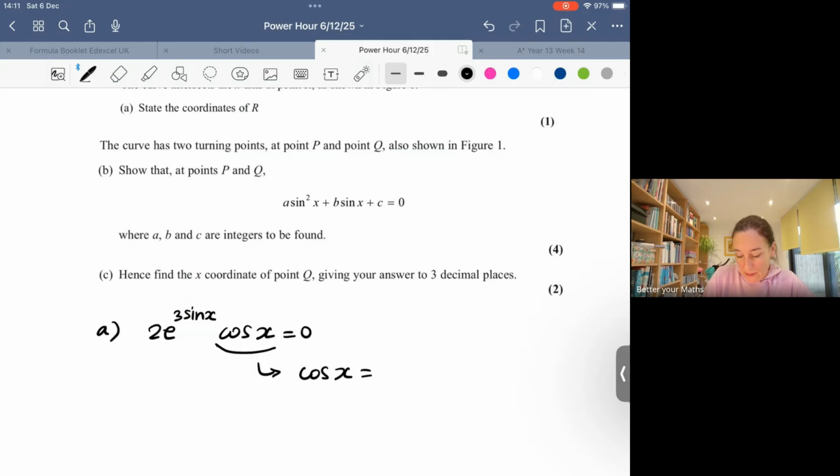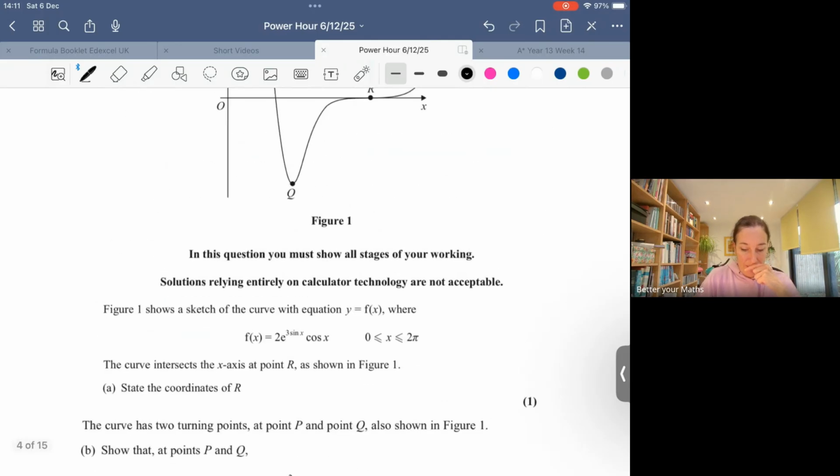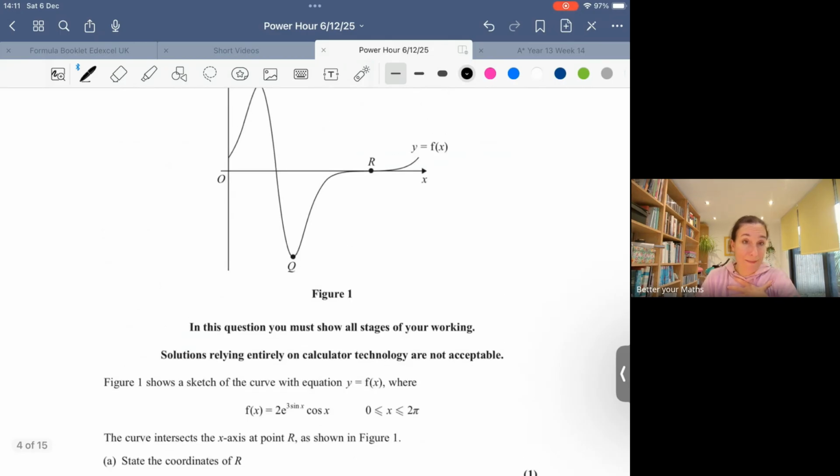Cos x is 0. If you remember, when x is 90 degrees, we are working in radians, so pi half. That's what the calculator is going to tell you. Is that my answer? Look at the sketch, because I made the mistake the first time I did this question. Is that my answer? Is this pi half, 0?